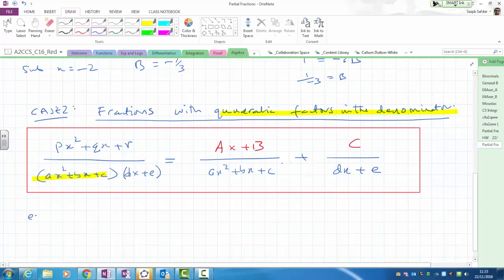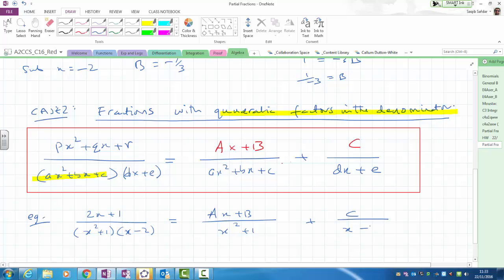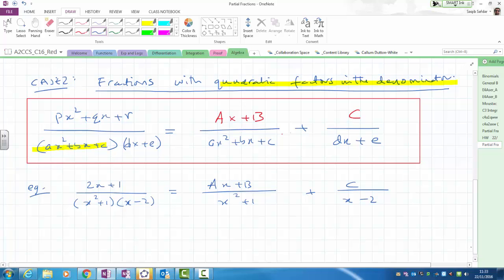Let's look at an example. Say I've got 2x plus 1 divided by x squared plus 1 times x minus 2. Okay. Here's say I'd write that as ax plus b divided by x squared plus 1 plus c over x minus 2. And then you just do the same process we did before, where you multiply both sides by the denominator over here, x squared plus 1 times x minus 2. So you multiply both sides by that, and then you solve by substituting in values to get a, b, and c. So I'll give you a minute or two, have a go at that, and then we'll go over it.